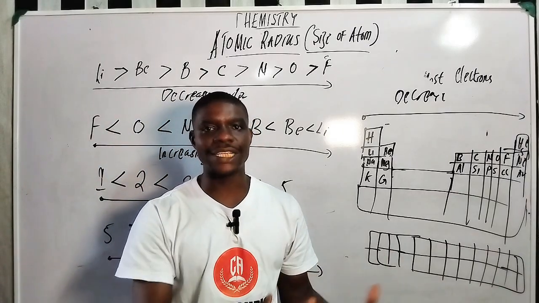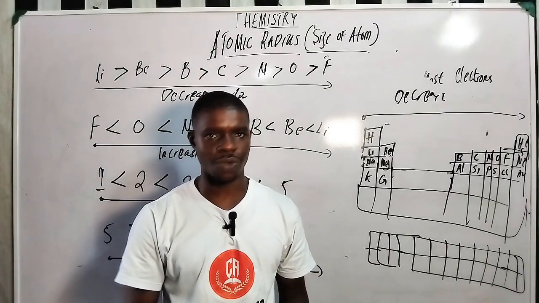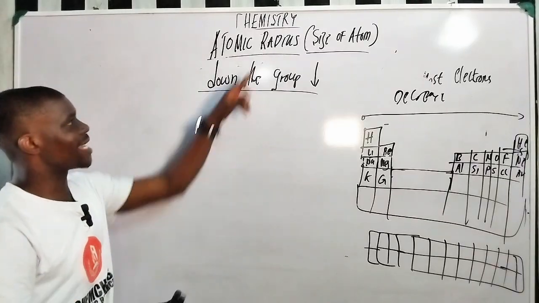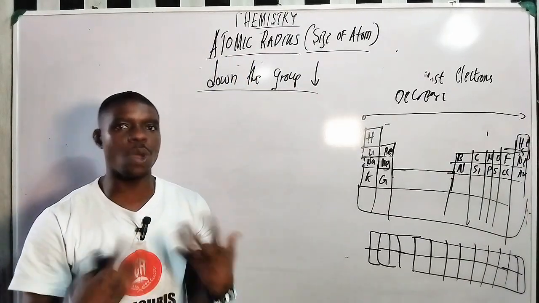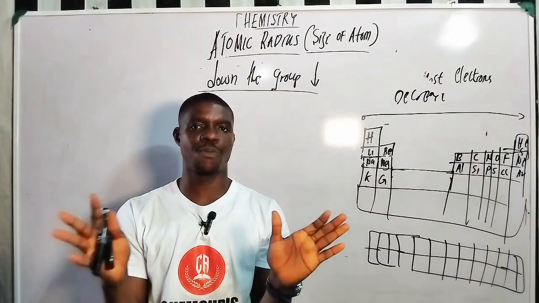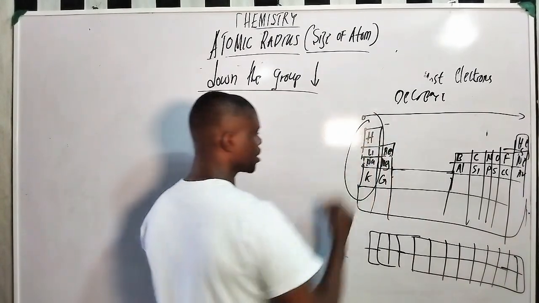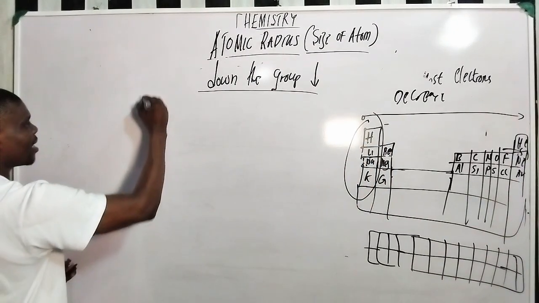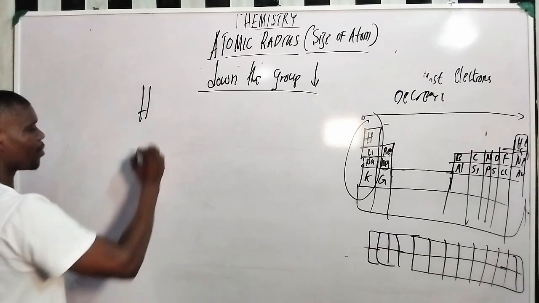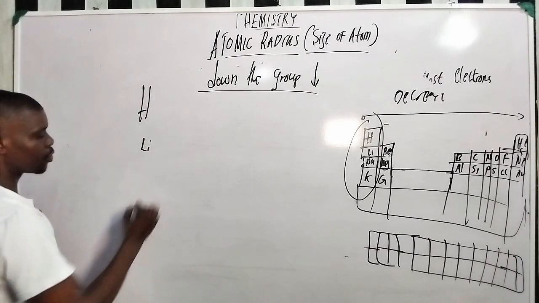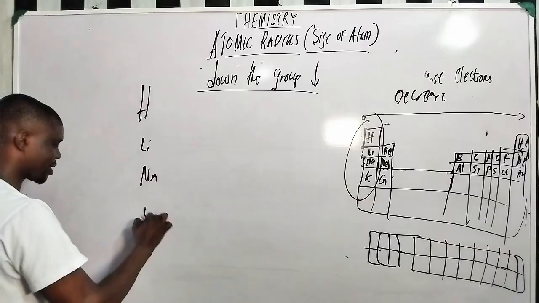What happens to the size of the atom down the group? So that's what I'm going to look at now. Let's take this group one. Here we have hydrogen, here we have lithium, here we have sodium, and here we have potassium.